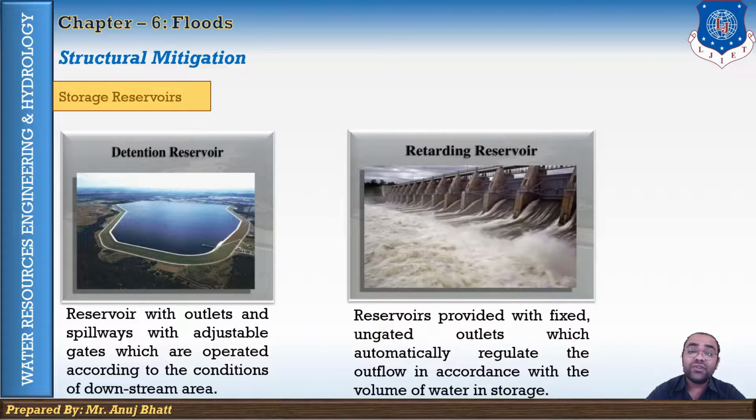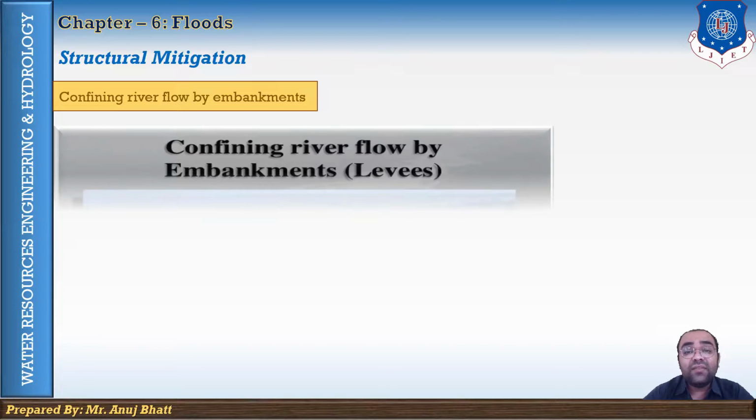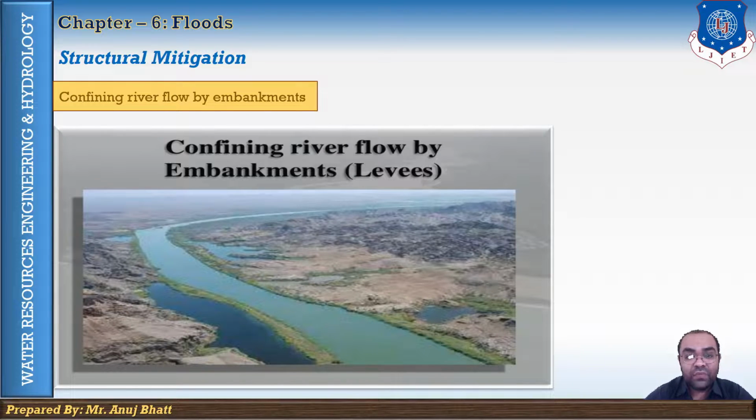Now the next structural mitigation is the levees, or we can say the embankment. By confining the river flow with the use of embankments, generally known as levees. A levee is an earth embankment. It is a sort of earthen dam that is constructed along the river. In general, the levees should satisfy the criteria of an earth dam.